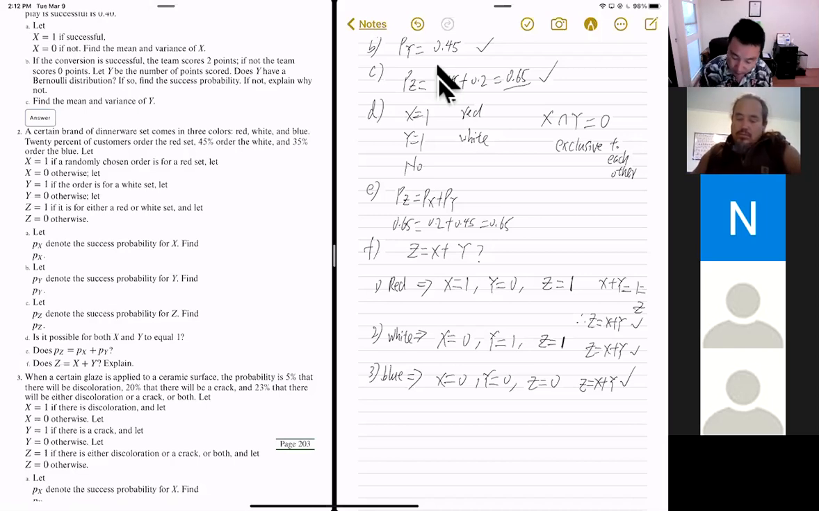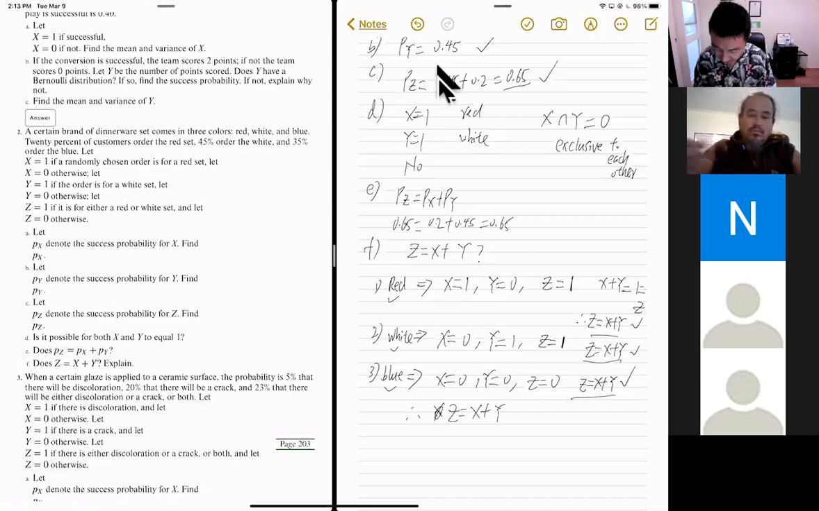So for all three possible scenarios, Z always equals X plus Y. So we can conclude that Z is equal to X plus Y. So again, we need to check all three possible scenarios. So that is the first part of the question.